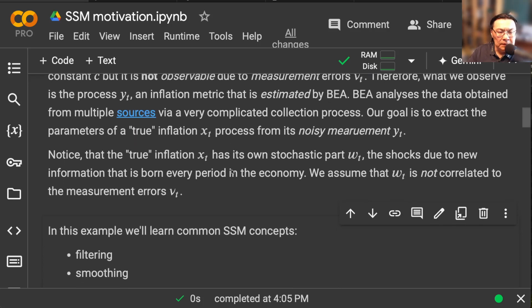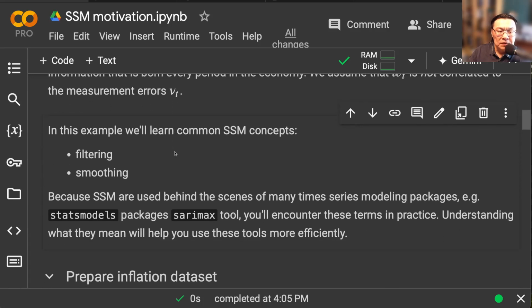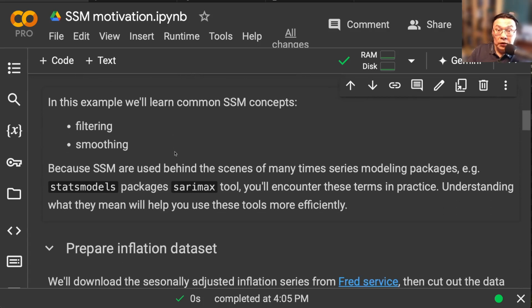Okay, what else? Again, we are trying to estimate the true inflation process, right? So next, we're going to implement this all in Python, and while doing so, we will learn about central concepts in state space modeling. That's filtering and smoothing.